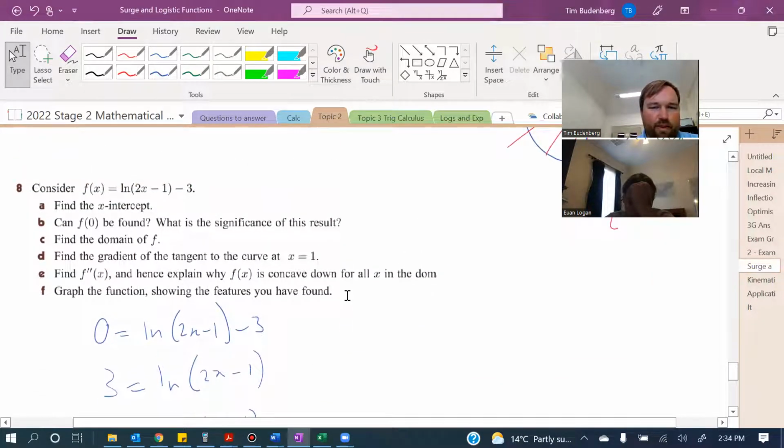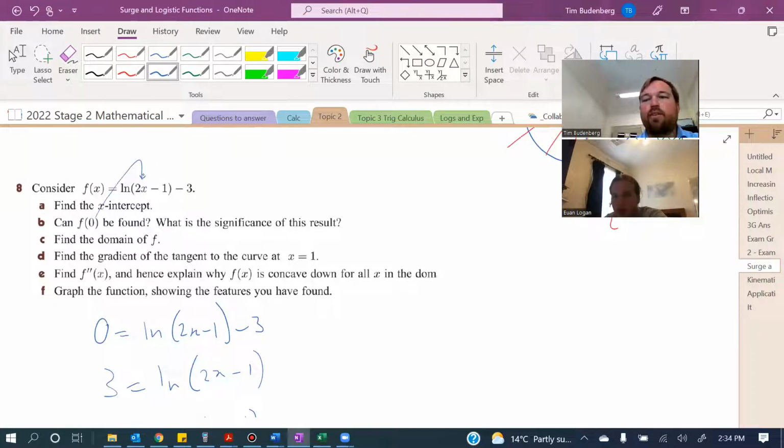Can f of 0 be found? No. Basically, if you put 0 in there, it is undefined, because it's negative and it has to be greater than 0. Yeah, you can't log a negative. So what's the significance of this result? This means that when x is 0, it's undefined.